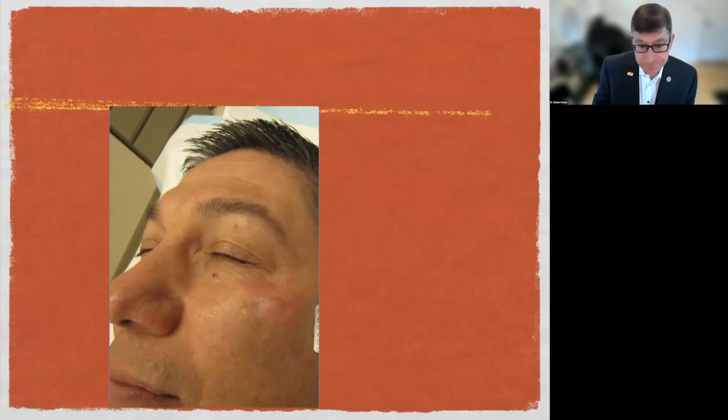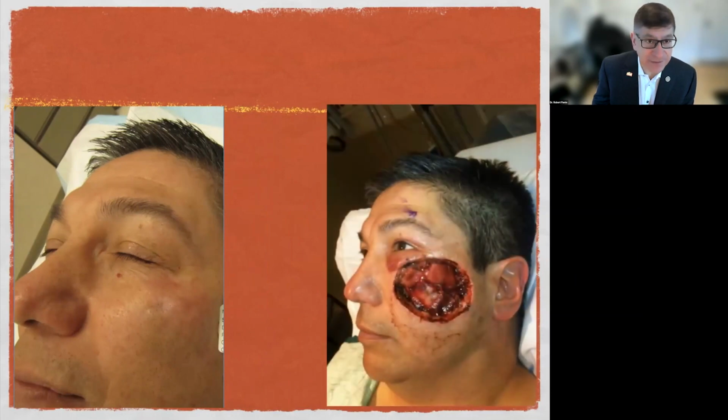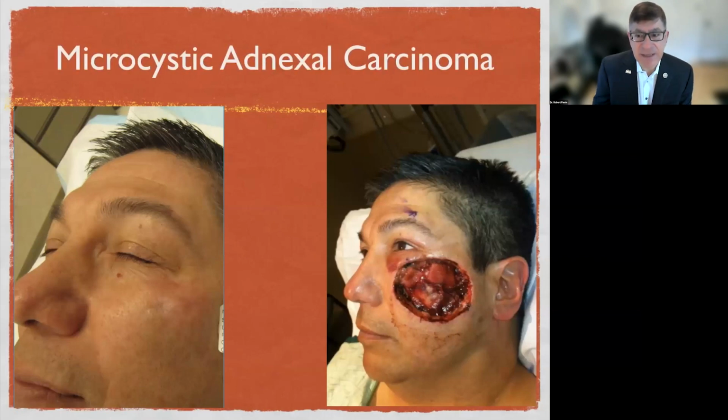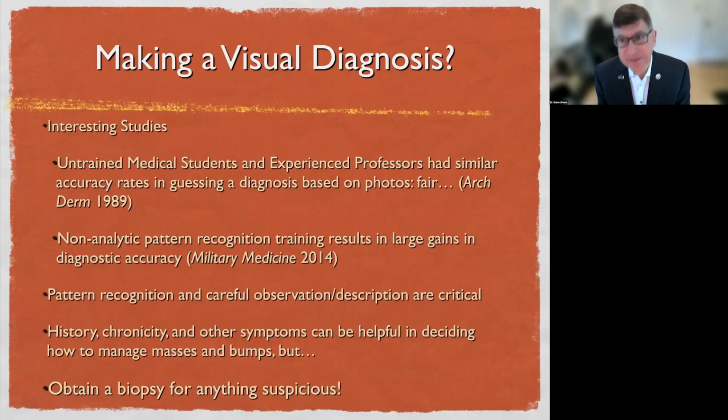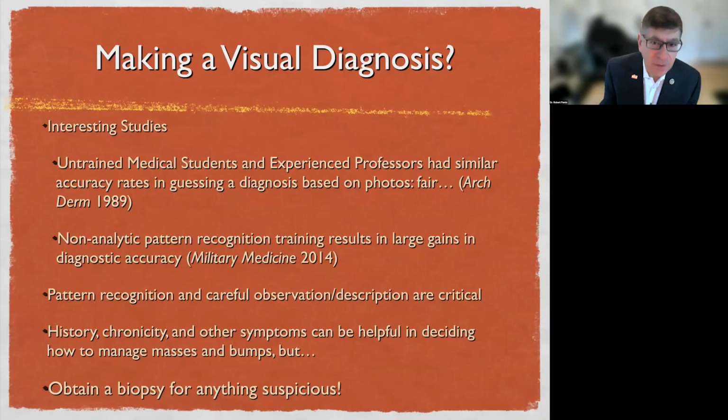And here that is after complete excision, because this turned out to be something bad. And this is microcystic adnexal carcinoma. As you remember, this is the sweat gland associated microtubules turning into a malignant mass, and following his reconstruction.